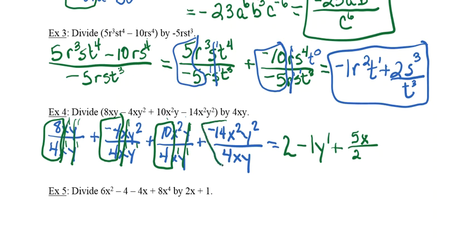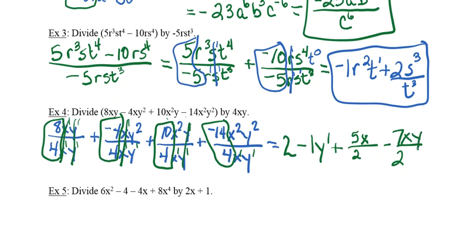Going to the next one, again this doesn't go in evenly. Negative 14 divided by 4, it's going to be a negative. 14 and 4 are both even, so they can be divided by 2. 14 divided by 2 is 7. 4 divided by 2 is 2. X to the second, x to the first. 2 minus 1 is 1. Y to the second, y to the first. 2 minus 1 is 1.